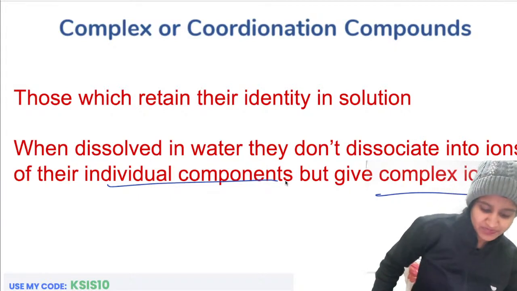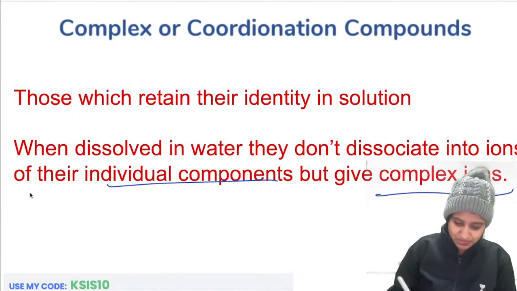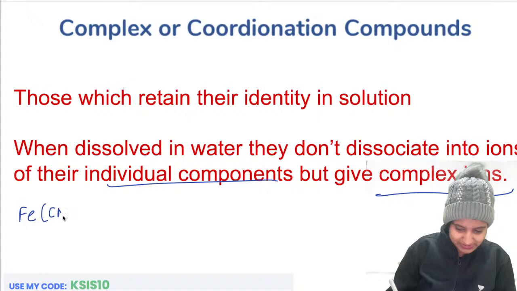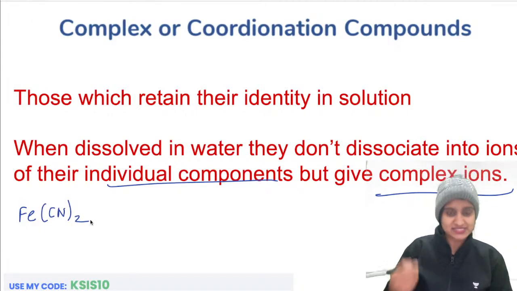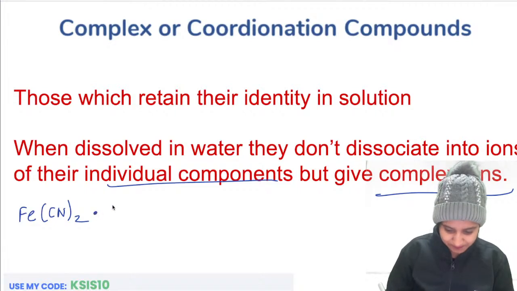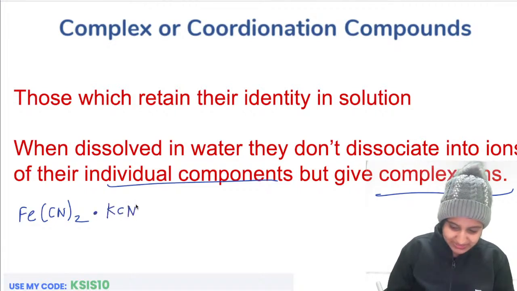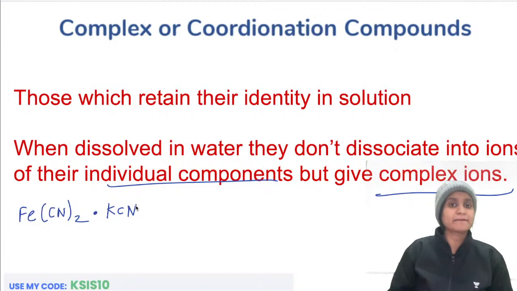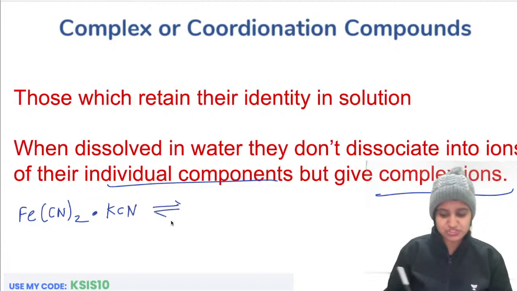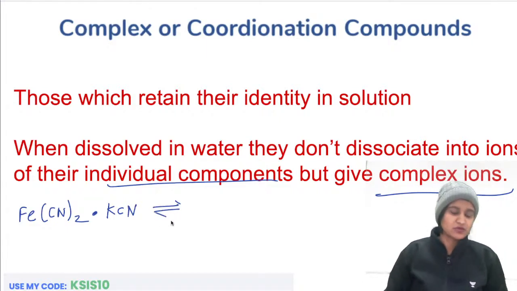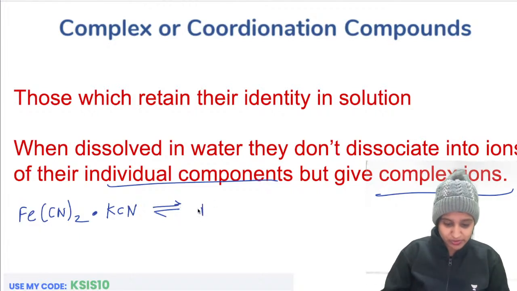So if I give you an example, ferrocyanide, that is Fe(CN)2, a stable compound, combines with another stable compound, that is KCN. Now these two stable compounds join together. This is the compound, and when you dissolve it into water, it gives you 4K positive.